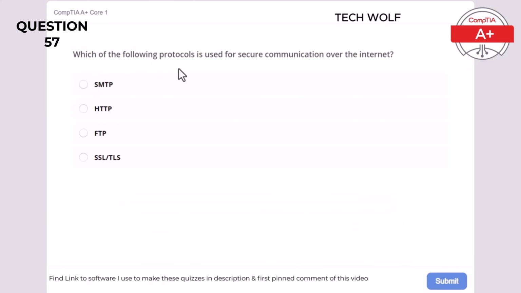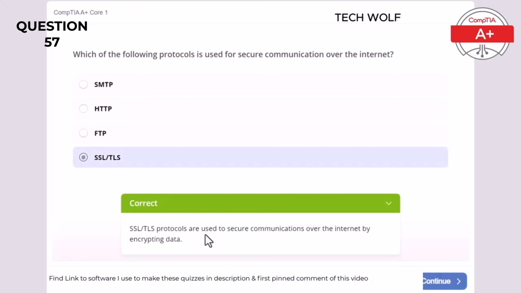Which of the following protocols is used for secure communication over the internet? SMTP, HTTP, FTP, or SSL/TLS? And the correct answer here is SSL/TLS. SSL and TLS protocols are used to secure communications over the internet by encrypting data.